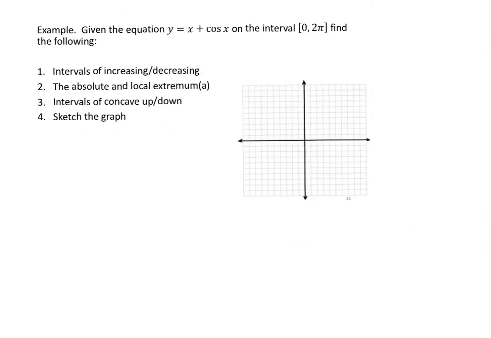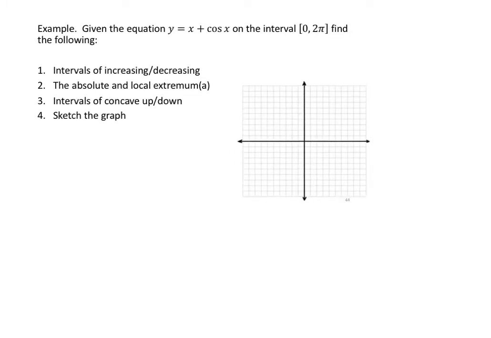So all we need for right now is the equation of this function. So it's y equals x plus cosine x. We need to take the first derivative. That will be 1 minus sine x. Again, we want to figure out where the first derivative is positive and where it's negative, and what's helpful for that is to set it equal to 0 and use test points.